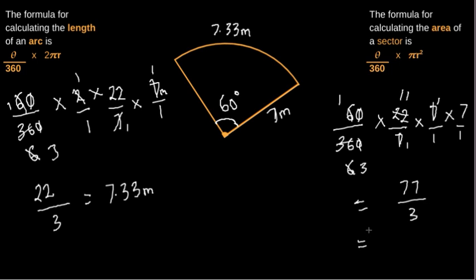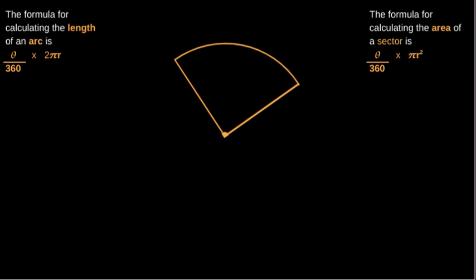So the area of this sector would be, 77 divided by 3 will give us 25.67. So 25.67 meters squared, because it's the area. Okay, square meters. So that's how you calculate the length of an arc and the area of a sector. As simple as that. Just follow the formula, okay? All right, let's move on to some more exercises for us to work on.